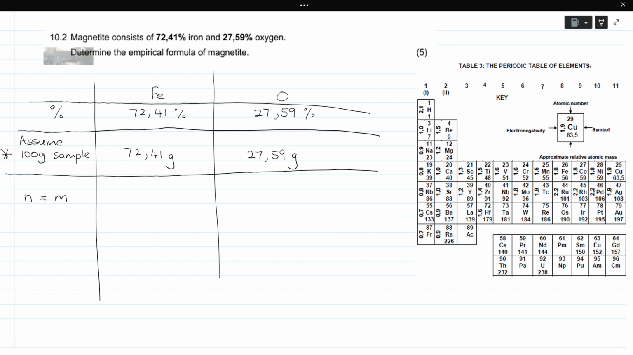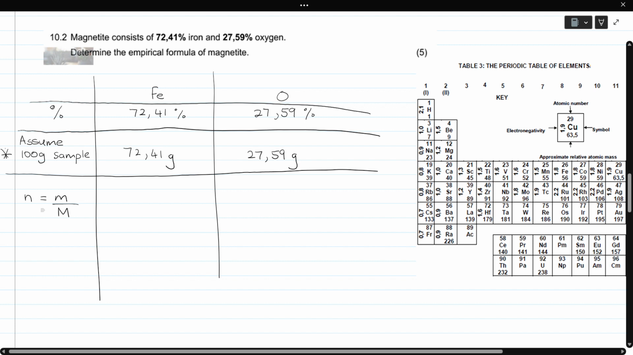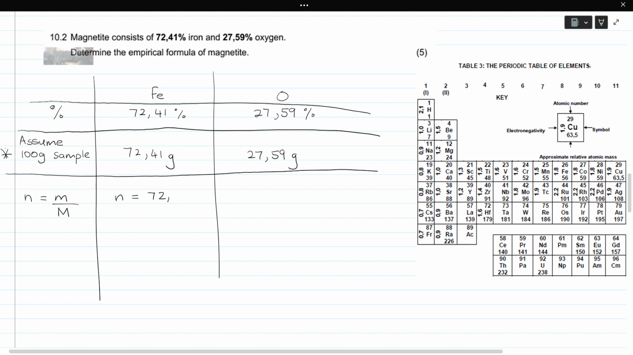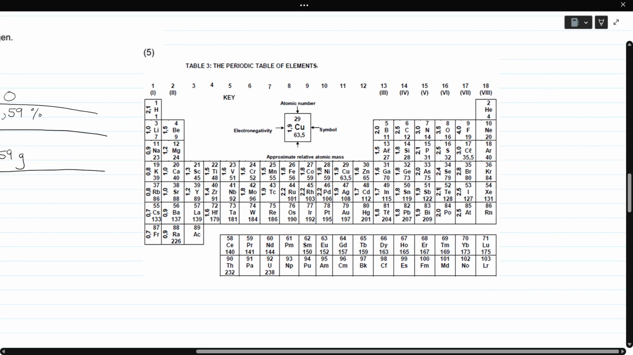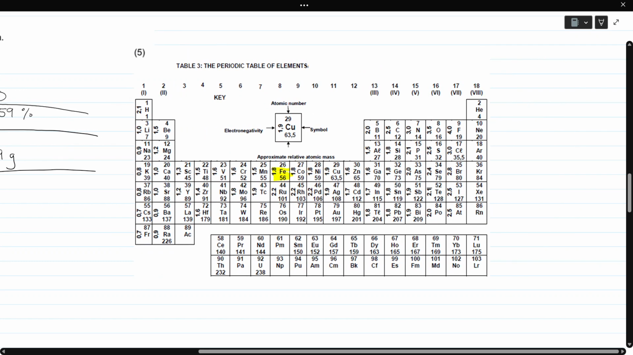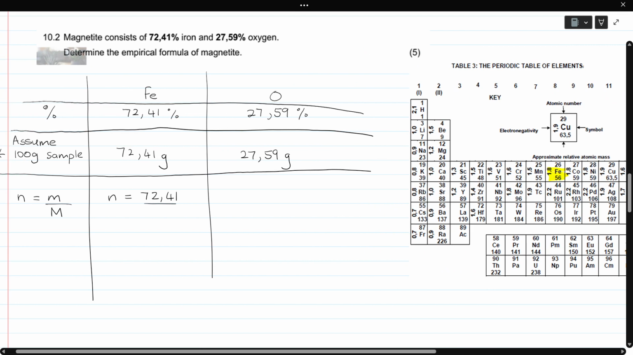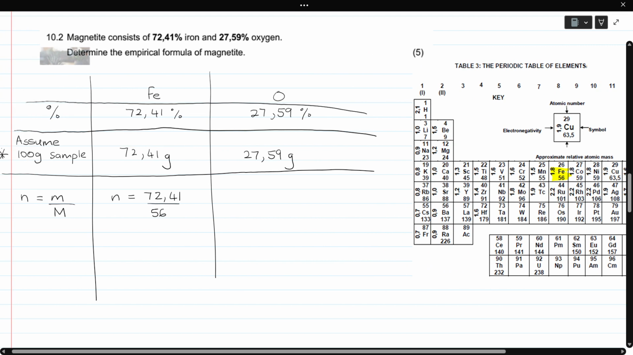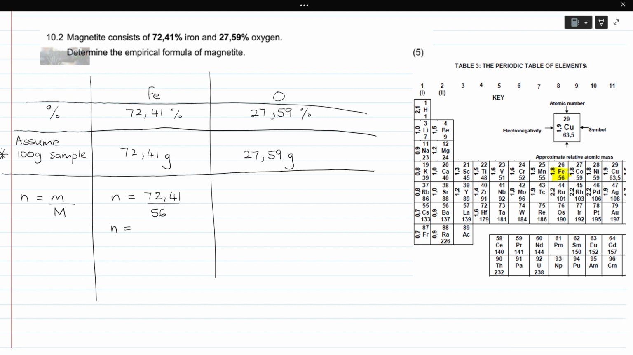So now that we have everything in mass, we're going to take that mass and convert it to number of moles using this equation. So for iron, we've got 72.41 all over, if we go to our periodic table, where is iron? Iron is 56. So if we calculate the number of moles here, we should have 72.41 divided by 56, which gives us 1.29.